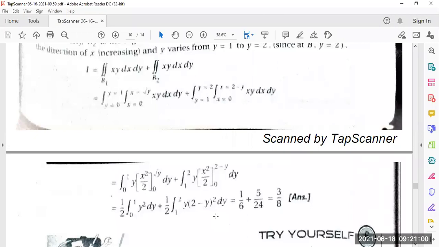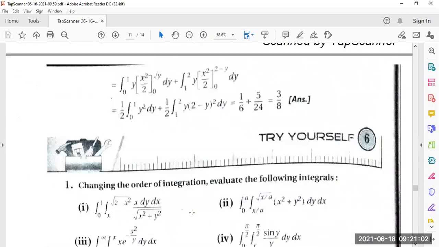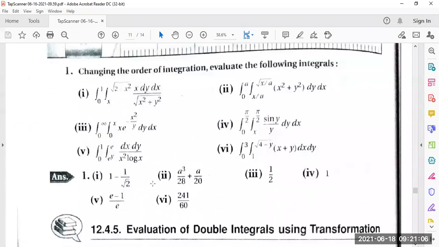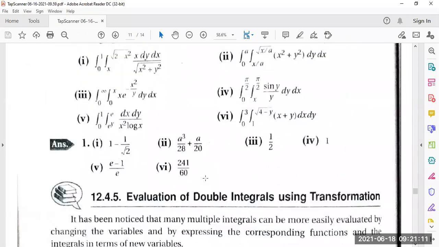Yes, sir. Here some problems are given and the answers also. And this note is already uploaded in LMS. Have you seen it?